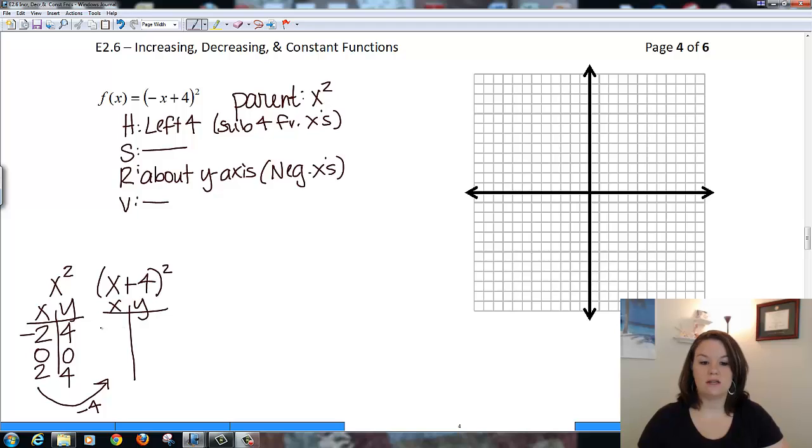So negative 2 minus 4 is negative 6. 0 minus 4 is negative 4. 2 minus 4 is negative 2. And my y's stay the same. Okay. Then I do my last one, which is my reflection. So now my function looks the way I want it to.